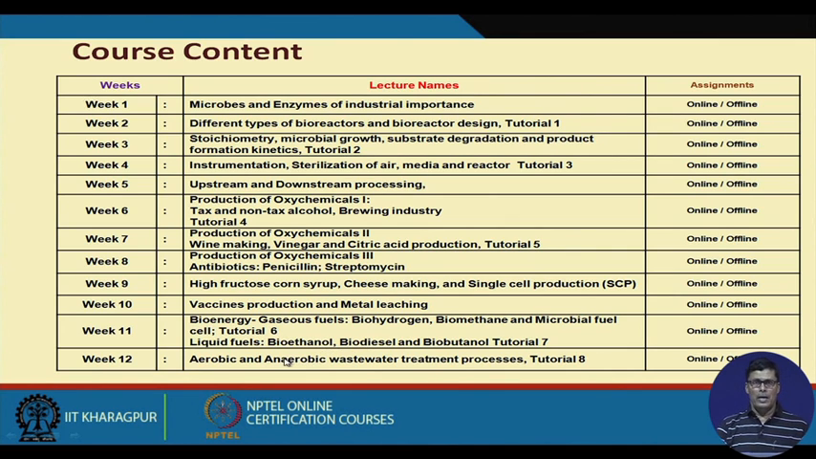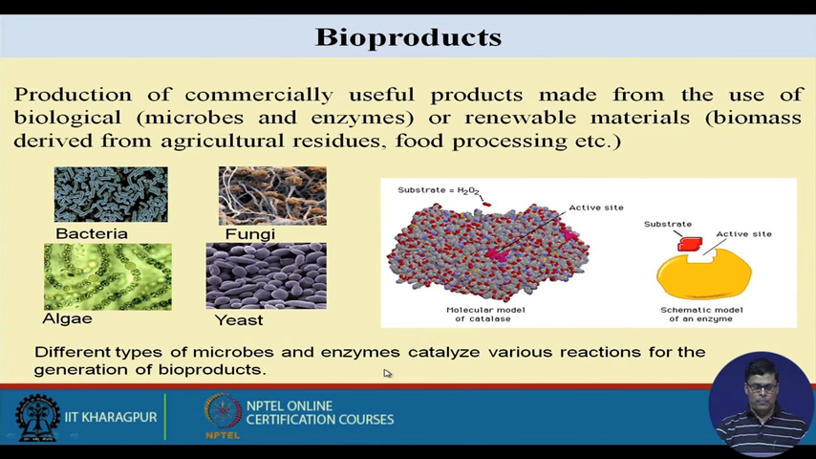I shall discuss how it is produced, and finally I shall discuss the aerobic and anaerobic wastewater treatment process. Now, the question comes, what are bioproducts? Bioproduction of commercially useful products may involve the use of biologicals, for example microbes and enzymes, or renewable material like biomass derived from agricultural residue or food processing. The different types of microbes and enzymes catalyze various reactions for the generation of bioproducts.